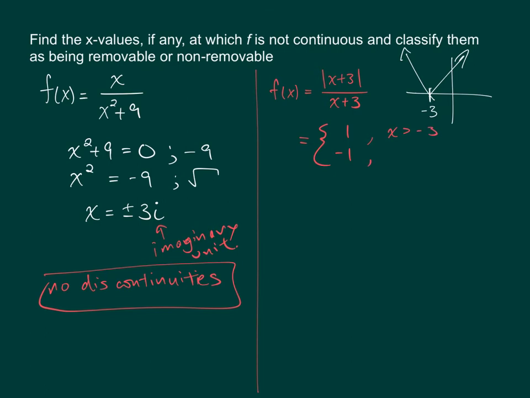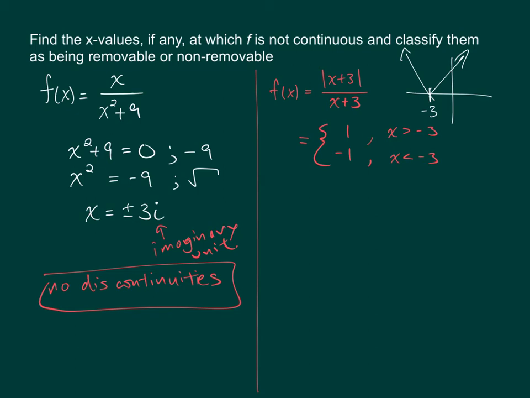When you look at the other branch of the absolute value over here, when we are less than -3, that means we are looking at the opposite of this, so the negative of x plus 3. So negative x plus 3 over x plus 3 is -1. So here we have this piecewise definition of this absolute value function.